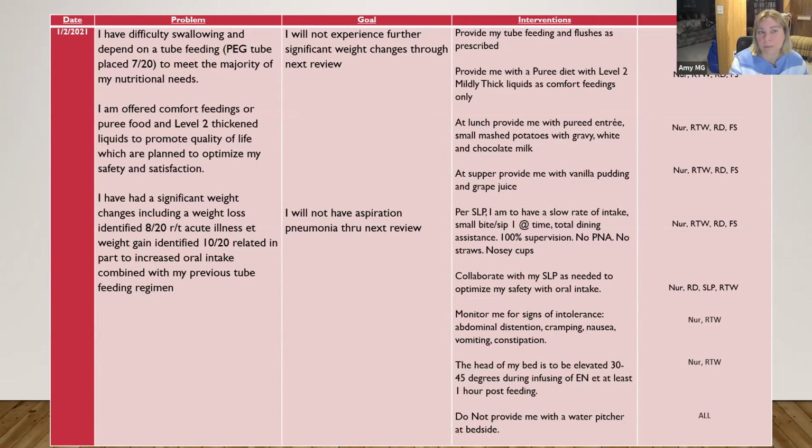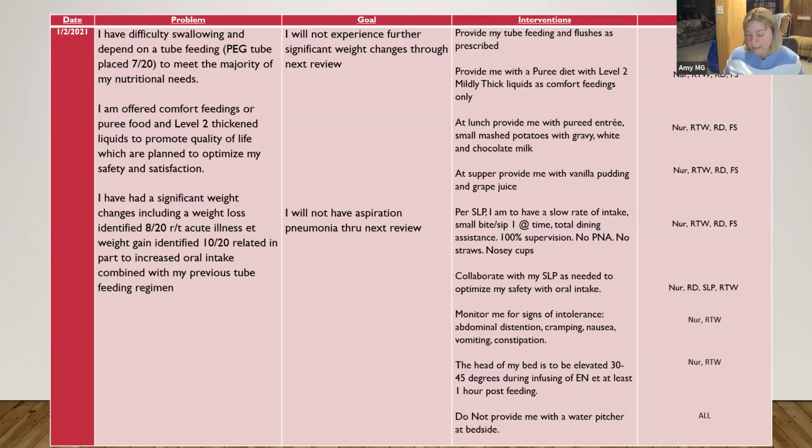So the goal is to not experience further significant weight changes and that they will not have aspiration pneumonia through the next review, and the interventions are listed. So again, what is your facility wanting? What are you comfortable with having on that care plan as well? Are you going to be able to defend? And I know Kathleen's going to talk about litigation in a little bit.